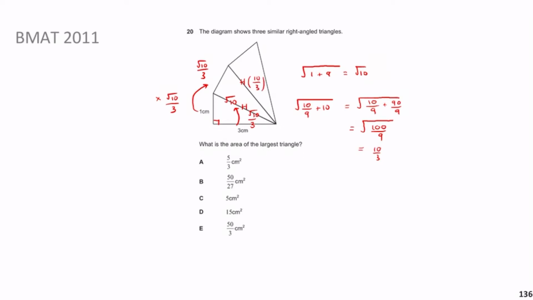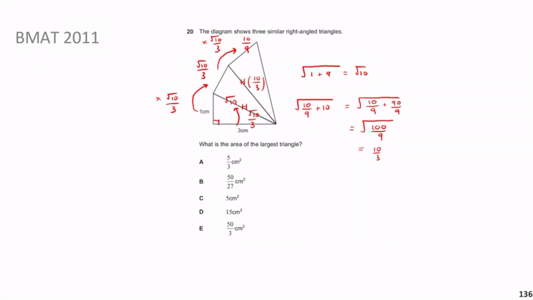Since they're all congruent, you have the same scale factor between all of them, isn't it? So the scale factor is root 10 over 3. So to get from here to this side, I have to times by another root 10 over 3. And if I do that, I'm going to get 10 over 9. Yes, that's right, 10 over 9.